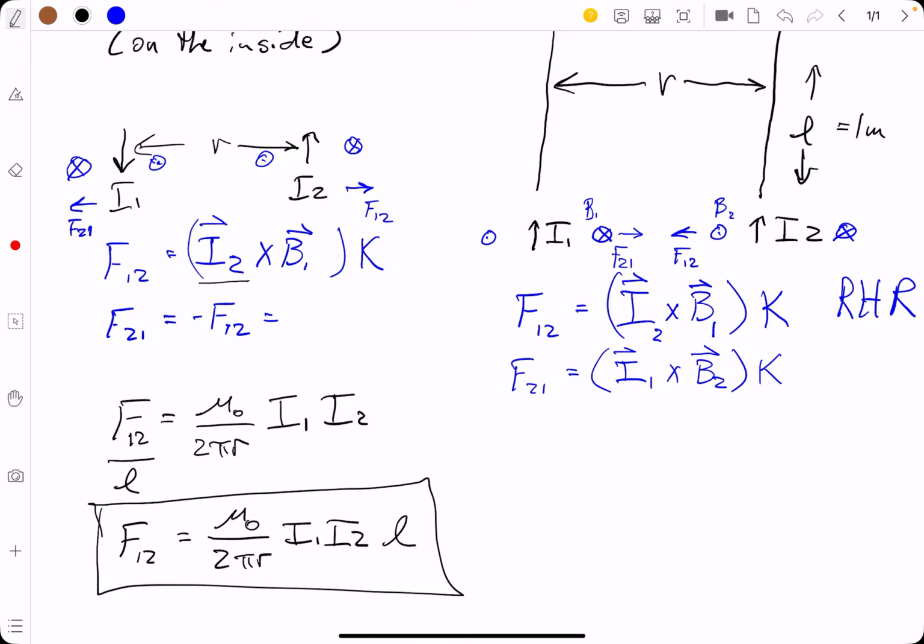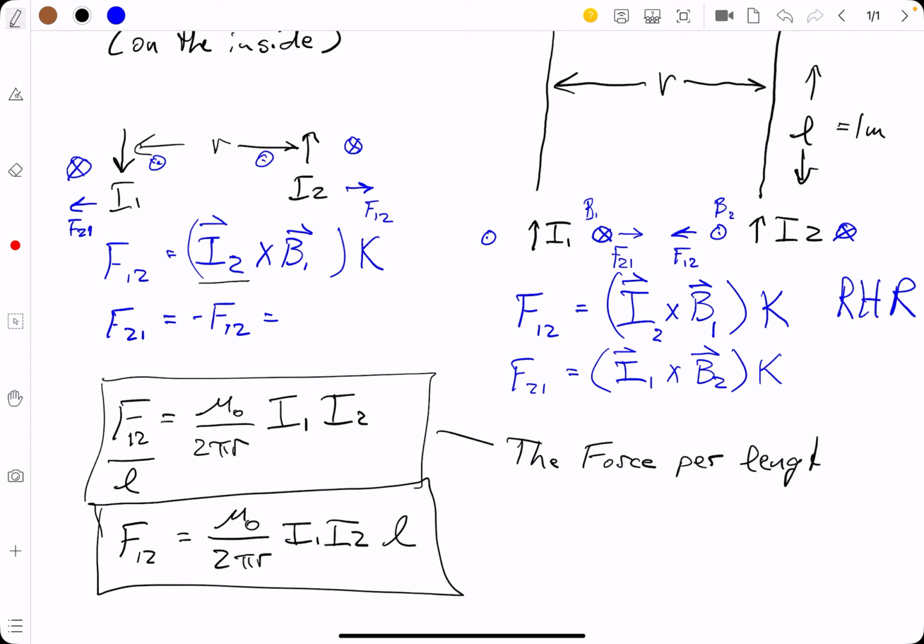This is called the force per length. This one here is the force per length. And that's typically what you get in this situation, right? Because your wires are super long, and you just want the force per length, right? You don't want the whole entire force for those wires at all points. But this would be the force over a certain section of length. All right?